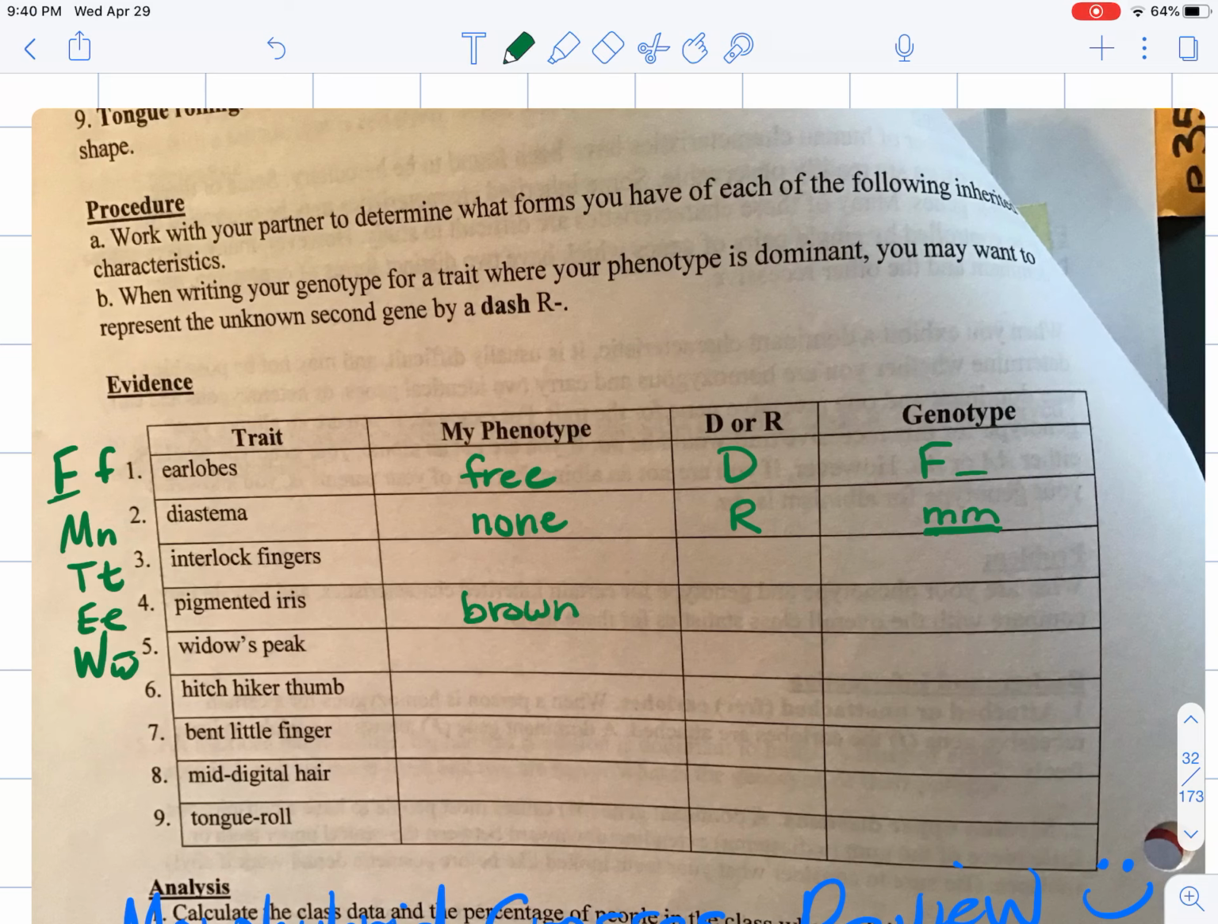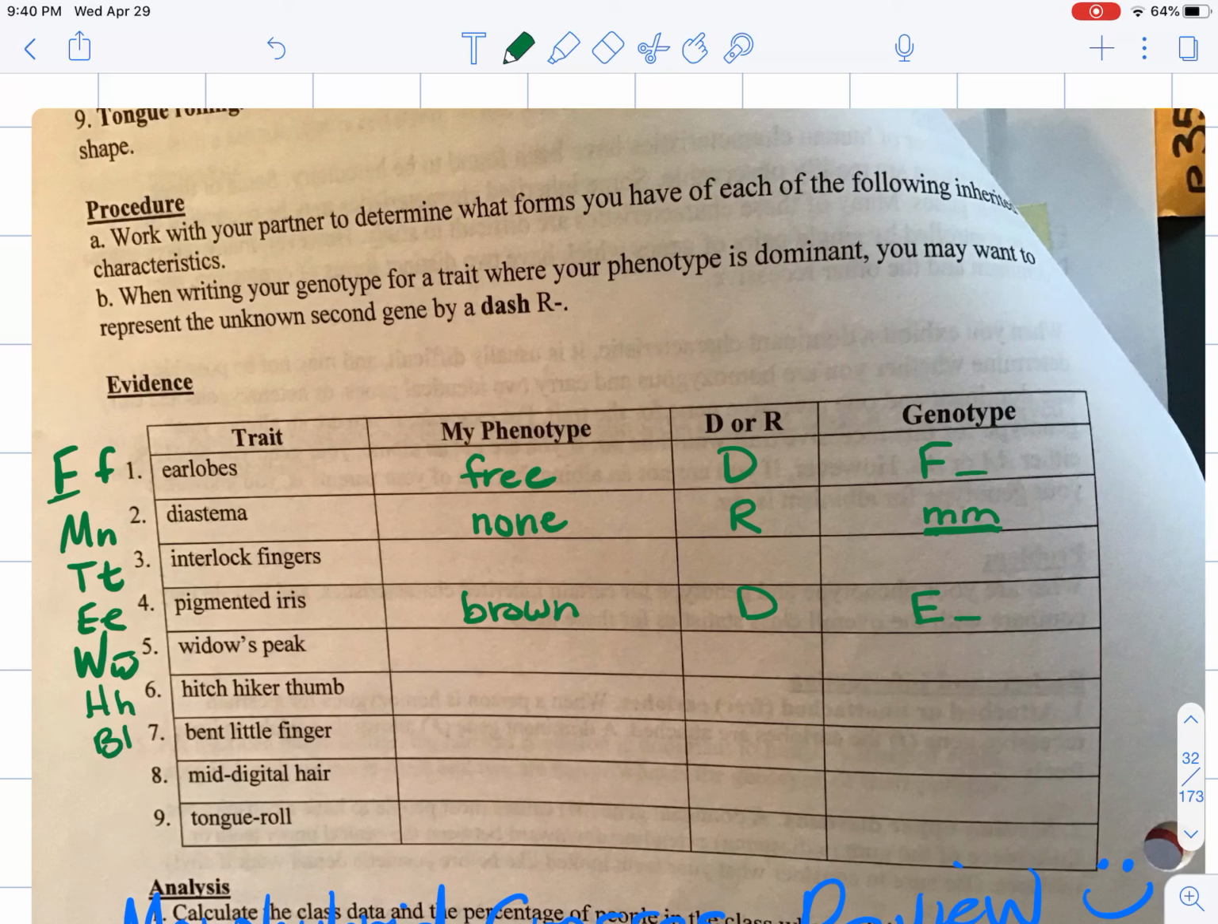It's just that if you have dominant, for example, I have brown eyes, so number 4, the pigmented iris, the brown eyes, is dominant when you have darker eyes. And if I'm dominant for something, I use the dominant symbol for it, and I know that I have the dominant for my first gene, but I don't know if I have a dominant or recessive for my second gene. So when you are not sure, you put a blank for the second one.